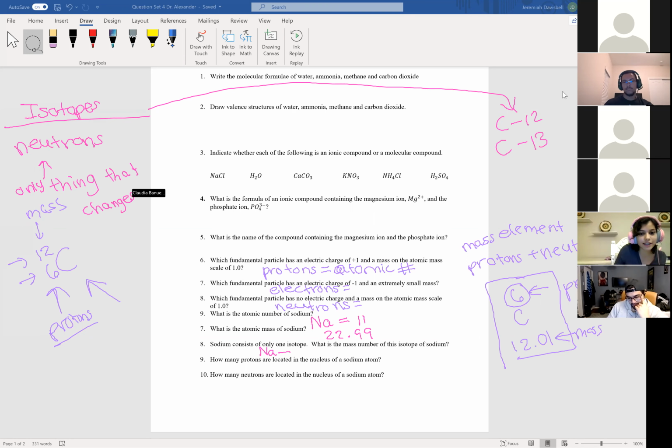By any chance, did anyone get the only sodium isotope that there is? No, I'll just Google it quickly. The mass number would be 23?